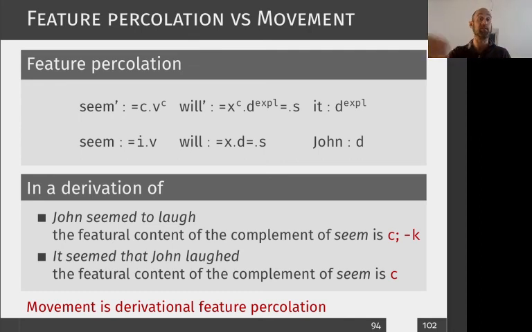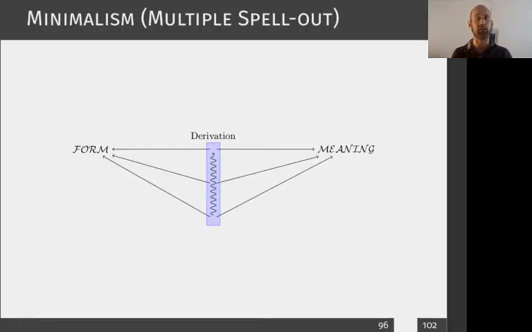The process is keeping track of the fact that "seemed to laugh John" is a V that has an extra a-minus-K guy floating around. Okay? So let's go back to architecture.